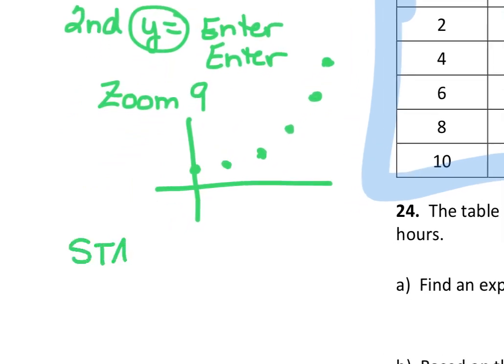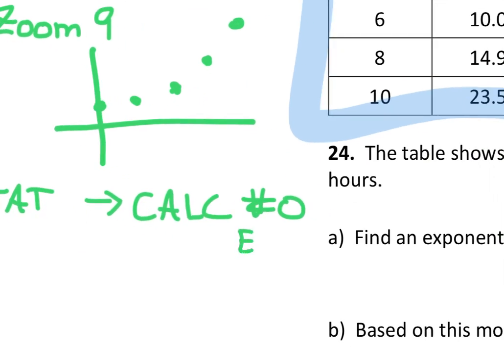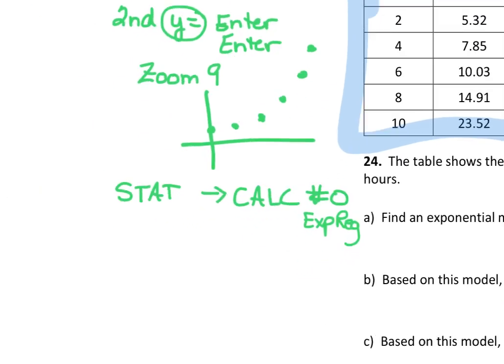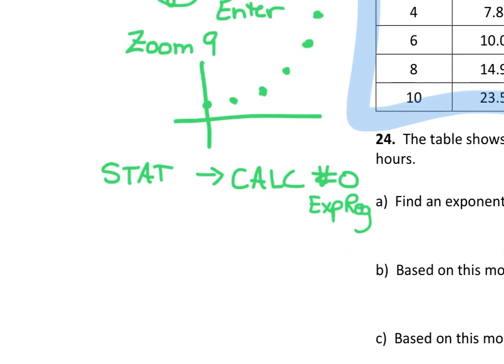Then you want to right arrow to calc, and then you want number 0. So just press the 0, or you can arrow down to 0, but it's the one that says EXP regression or EXP reg. And then remember that it gives you the screen with the X list, Y list, frequency list. You can just arrow down, so down, down, down.